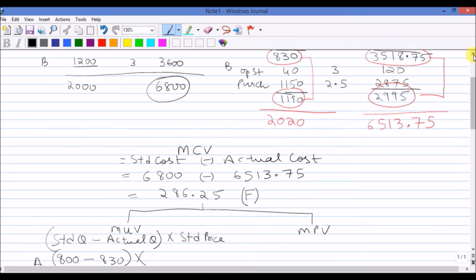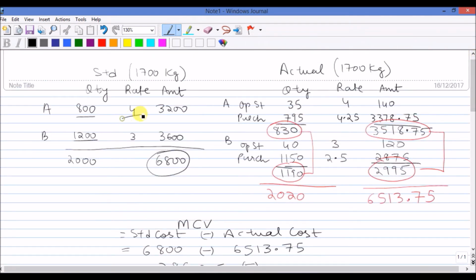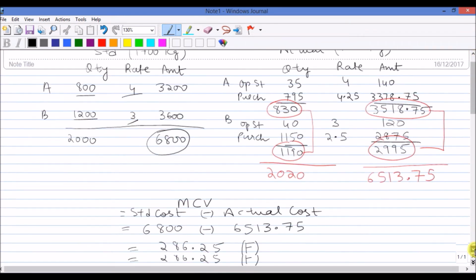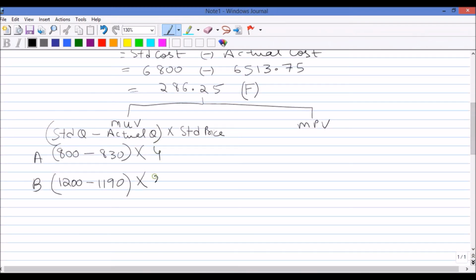Those who are not following, kindly go through the first lecture. Standard price is 4 and 3. So 30 into 4 is 120. I should have consumed 800, but I have consumed more, 830. It means this is adverse. 1200 minus 1190 into 3 is 30. I should have consumed 1200, but I have consumed 1190. It means I have consumed less, so this is favorable, and the net is 90 adverse.